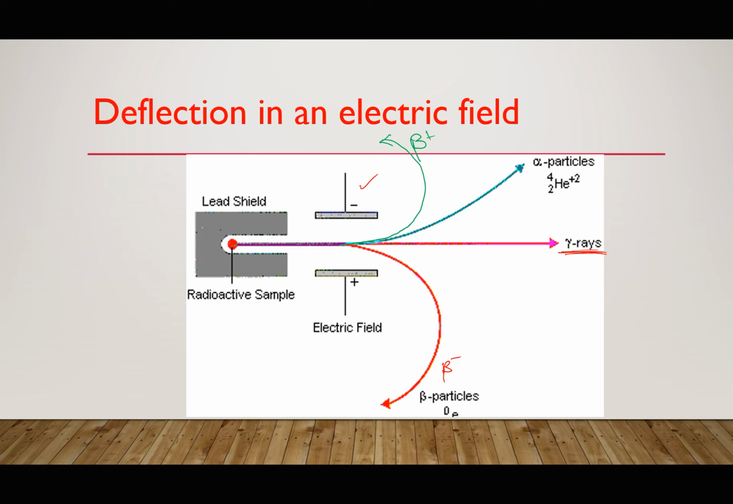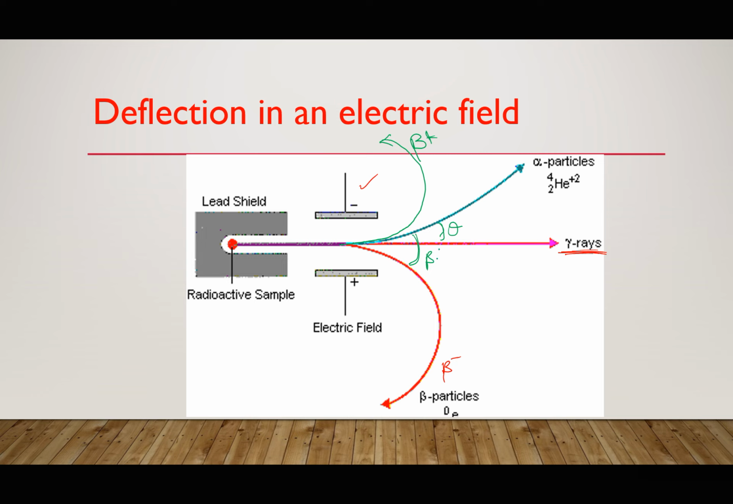So beta plus would be deflected on the same side as an alpha particle. Now you may ask yourself a question, why is the deflection of beta particles relatively larger? Of course, when we talk about deflection, we're talking about the angle from the original path. This is the angle I'm talking about. I'll compare this angle here.